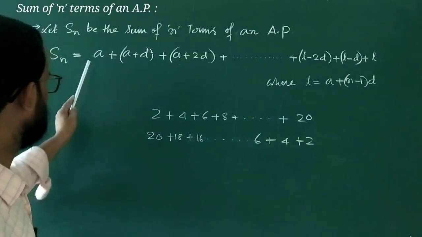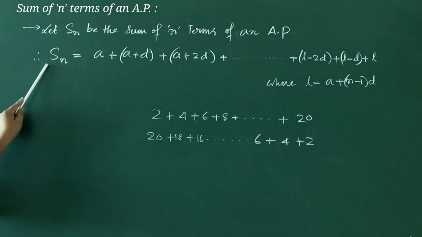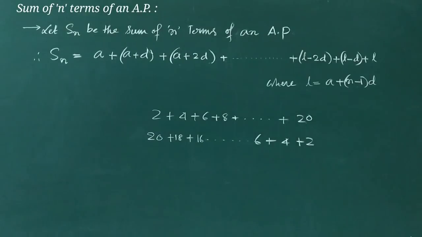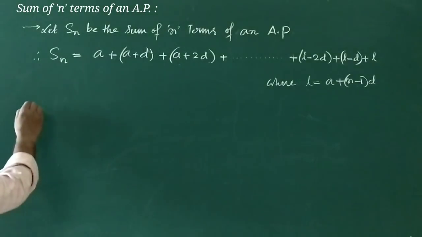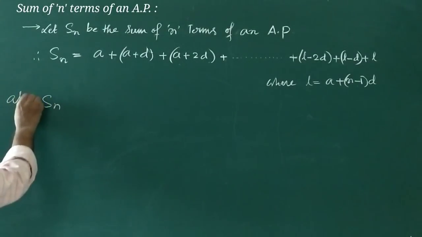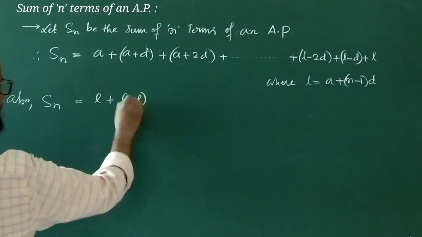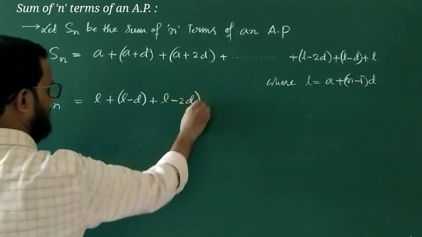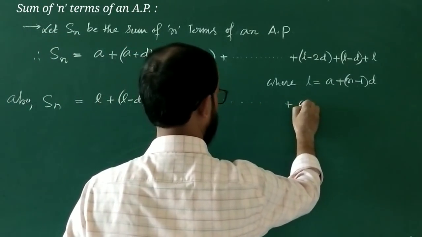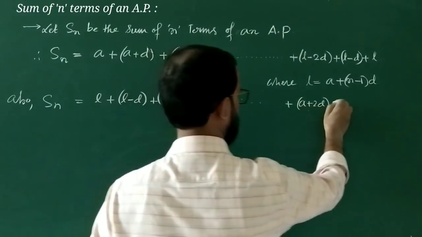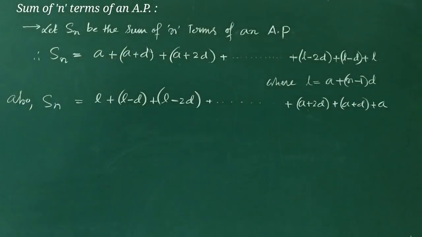Okay, so whatever be the sum of this, if I write it in reverse order, what will it be? It will remain Sn. Ultimately it will remain Sn. So this is my intention to express. Okay, so you can write Sn equal to also, Sn can be written in reverse order: first L, then L minus d, then L minus 2d, okay, in this way, then a plus 2d, then a plus d, and finally a. Okay, we write in reverse order.